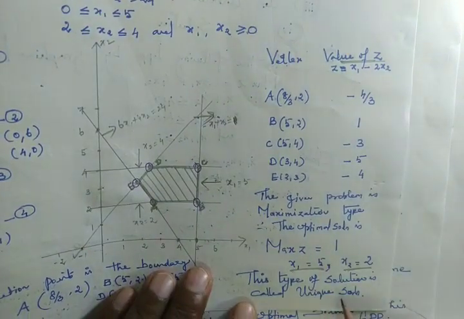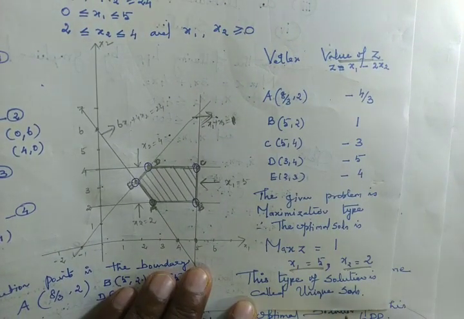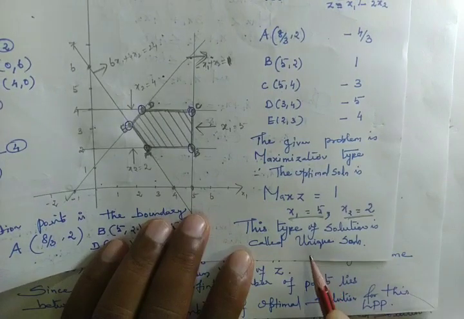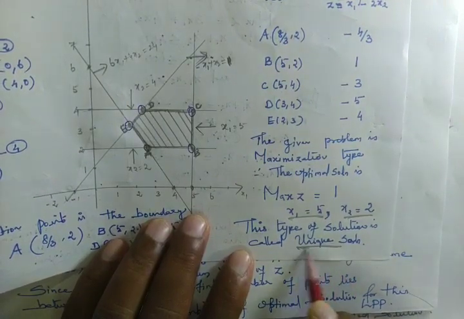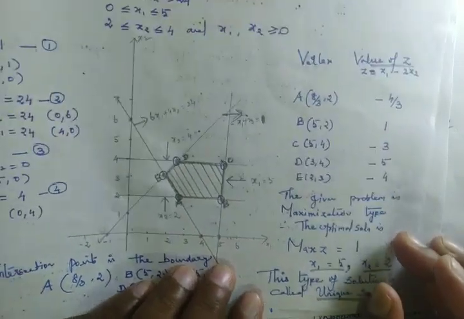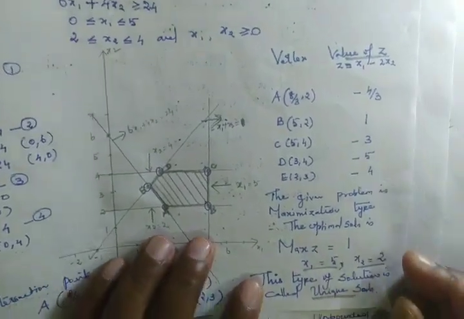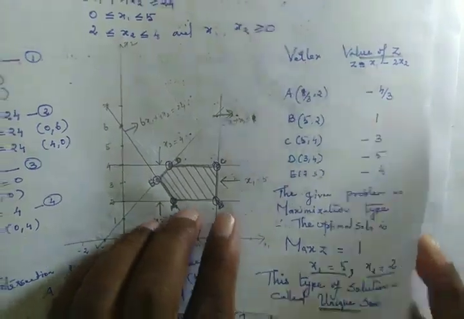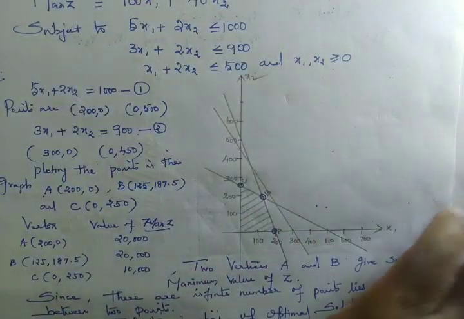Therefore, what type of solution is this? This type of solution is called a unique solution. Unique solution means only one point gives the maximum value of z. That's the reason we can say this type of solution is a unique solution. Now, the third example.